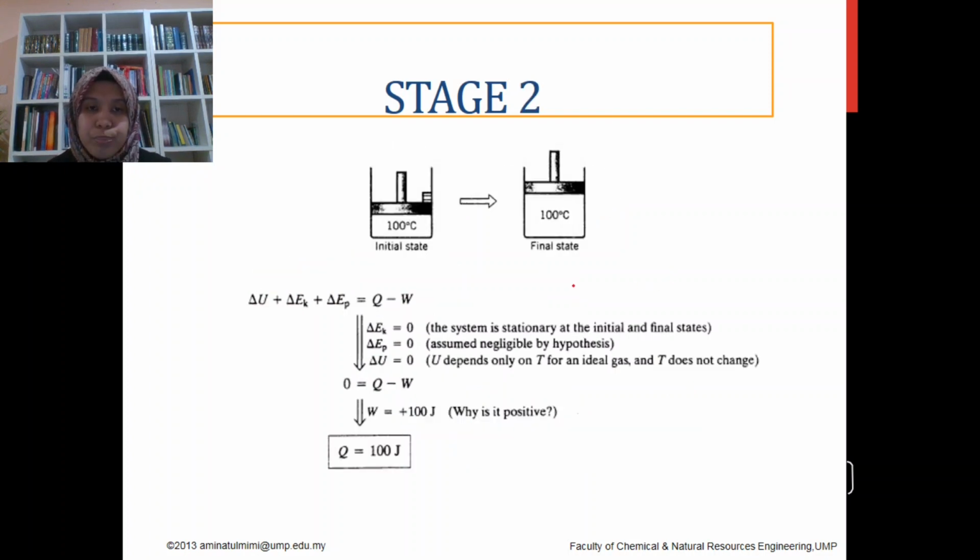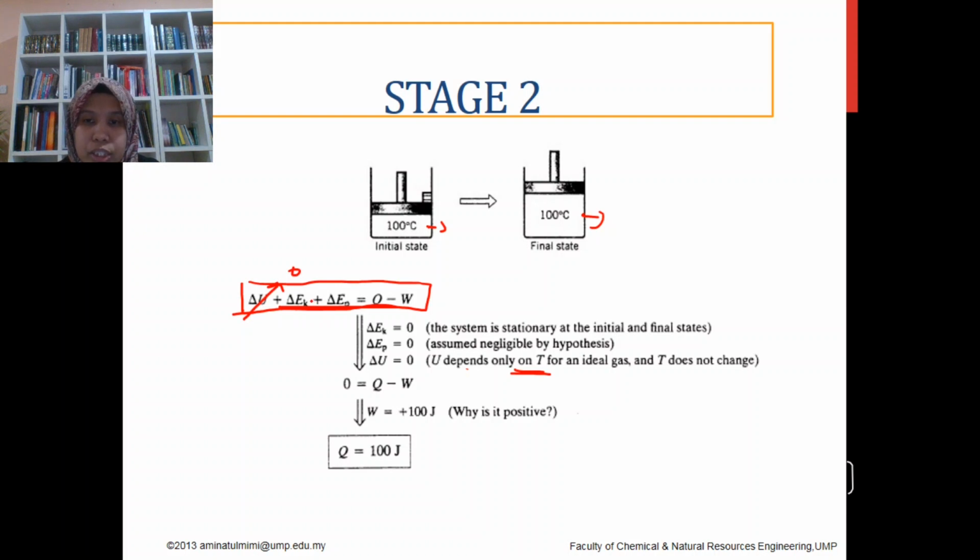For the second stage, again, we know this is the energy balance equation. So we have to identify first. Delta U is equal to 0 because usually delta U depends on the temperature. As we know, at the second stage, the temperature is maintained at 100 degrees C. So we can consider delta U as 0.